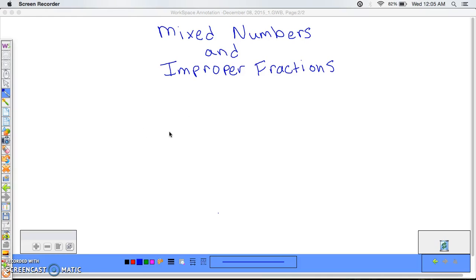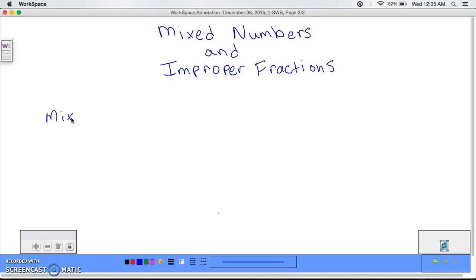Alright guys, so today I'm going to show you what mixed numbers and improper fractions are. Now a mixed number, and be sure that you pause the video so you can write down your notes inside your math journal. A mixed number looks like this, and I'm pretty sure you heard me say this before. This is what a mixed number looks like. It's when you have a whole number together with a fraction.